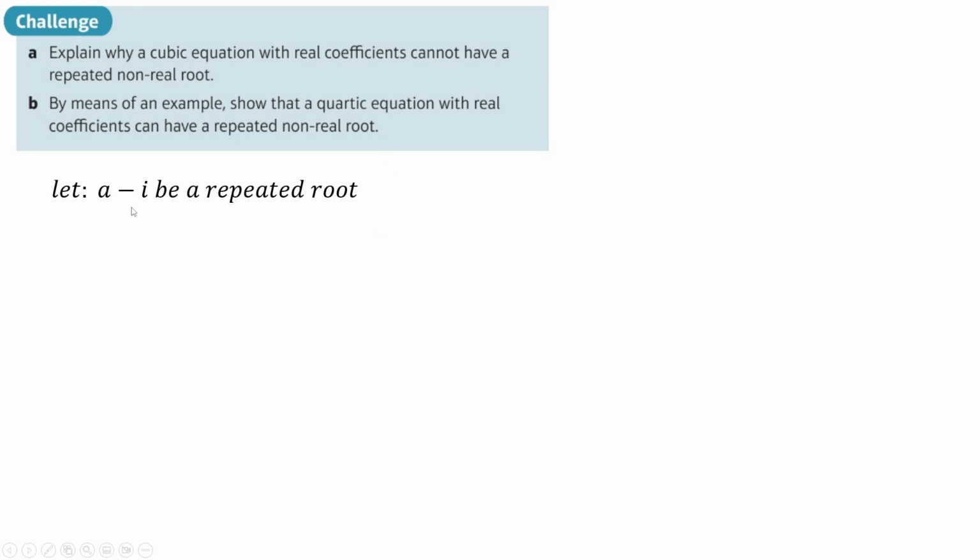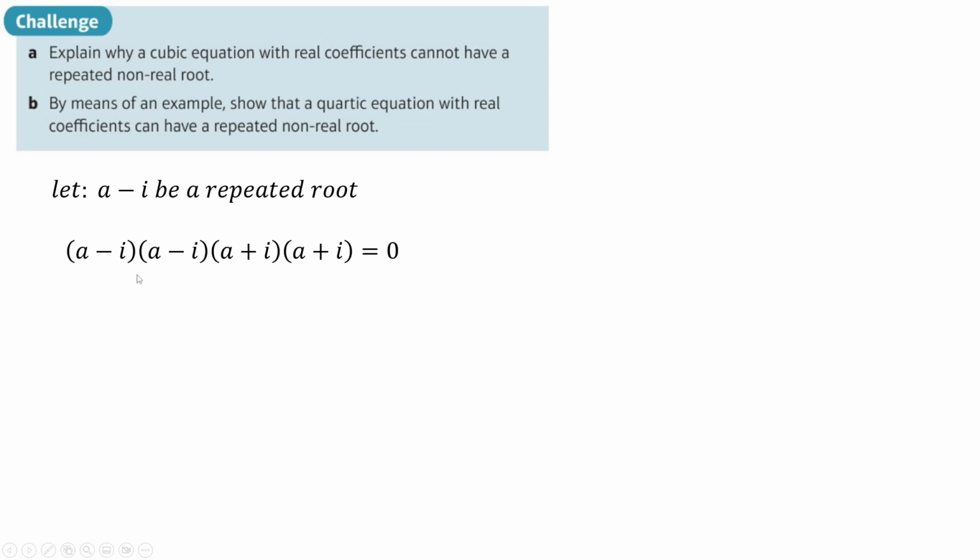Now, let's just randomly say that x minus i is a repeated root. We're just making up our own quartic. That means that you've got this twice, and because this is imaginary, you'll have imaginary solutions here. Their complex conjugates must also be solutions. So x plus i and then x plus i.